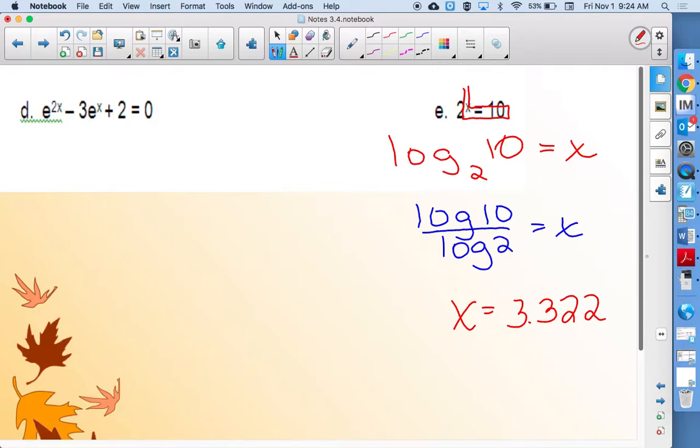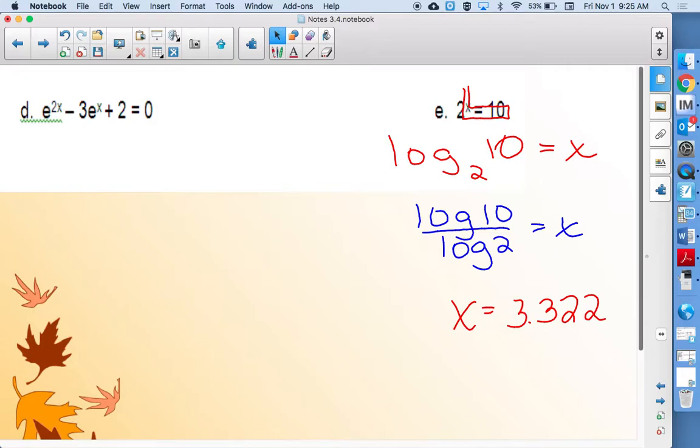Okay, so letter D says e to the 2x minus 3e to the x plus 2. What does it look similar to? Like concepts we've been working on this year. It looks very similar to a quadratic in that kind of form, that ax squared plus bx plus c. So Carrie, if you're a logical person, how do you think you'd solve a quadratic that's of exponents?